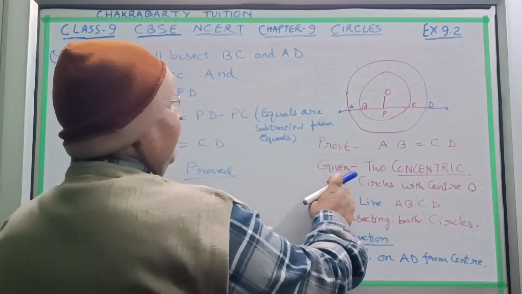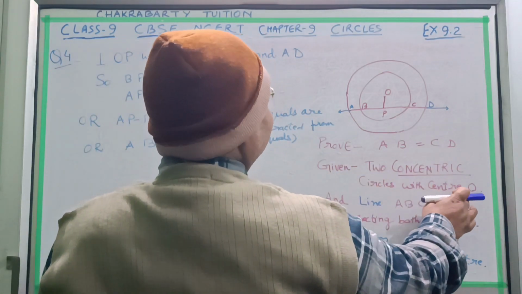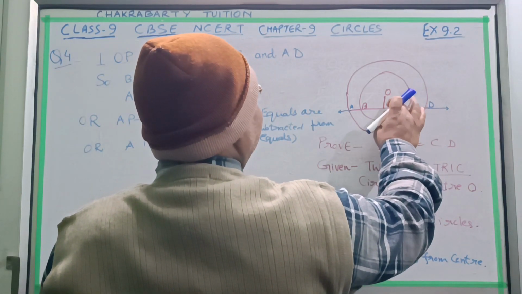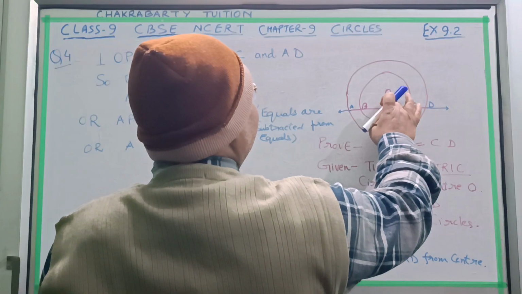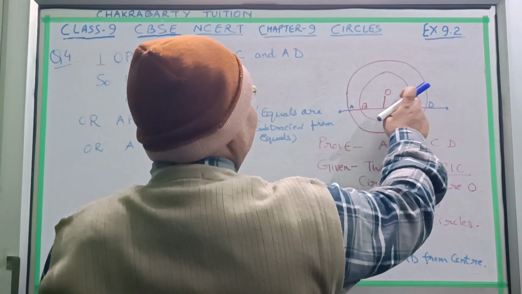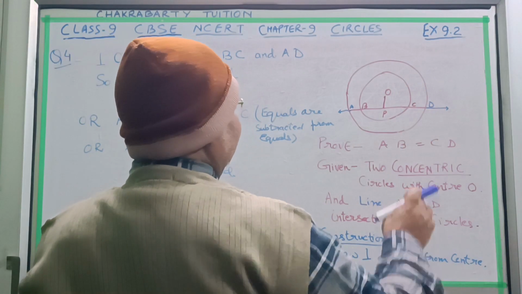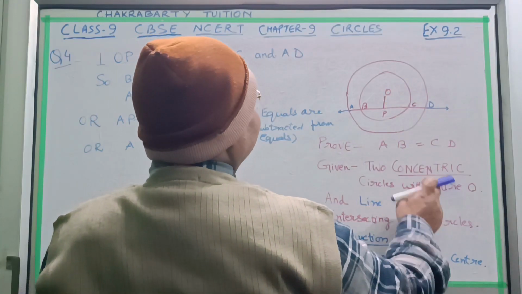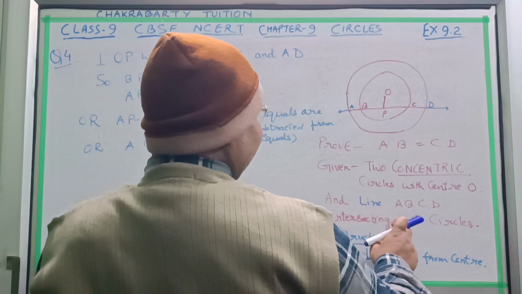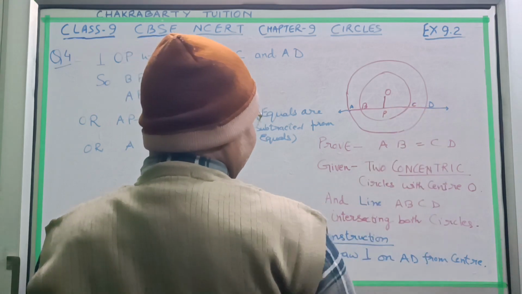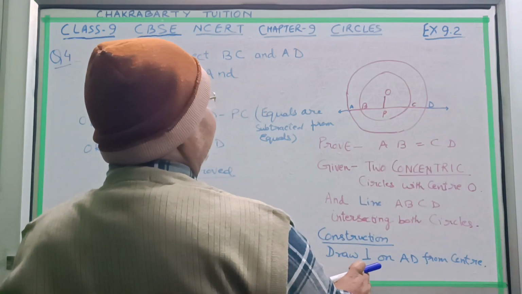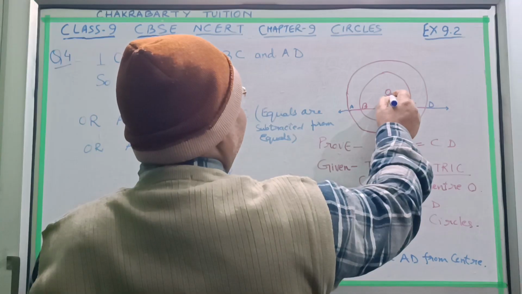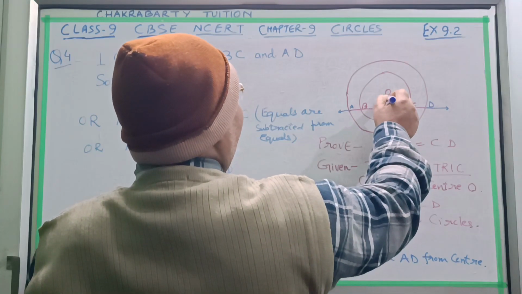So what is given? Two concentric circles with center O. O is the center for this circle and the second circle also, that's why it is concentric. And line ABCD is given, intersecting both circles. For construction, we have drawn a perpendicular OP from the center.